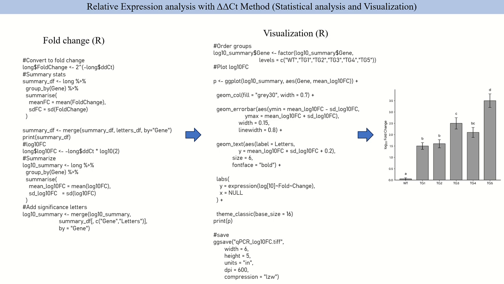These summarized values are then visualized for interpretation and publication. We generate a bar plot with error bars and significance letters. Publication plots require high resolution and consistent formatting. Visualization helps communicate biological differences clearly.